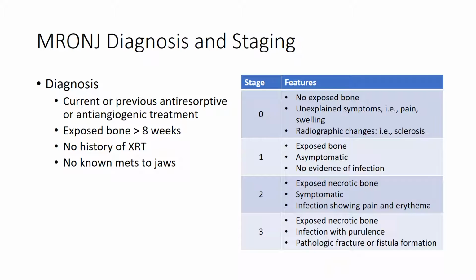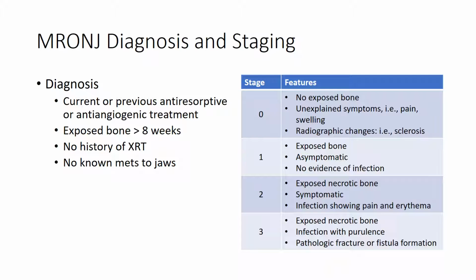This is very important. Here's the staging system for medication-related osteonecrosis, and the most important one I think is actually stage 0, which doesn't technically meet the diagnostic criteria. There's no exposed bone, but the patient has unexplained symptoms, and the patient may have radiographic changes such as sclerosis. So this is important because it's very subtle. And remember, sclerosis can be a little subjective, and one of the definitely abnormal findings may not be present, but this is the time where you may want to intervene. The patient may want to stop taking bisphosphonates or whatever the offending medication is.